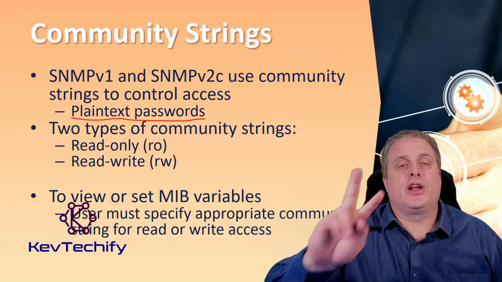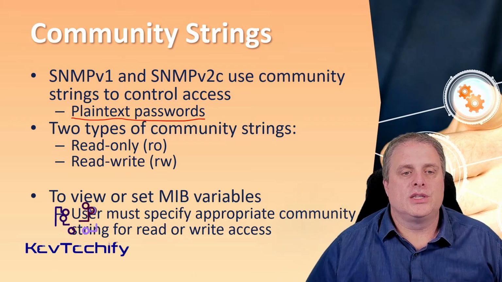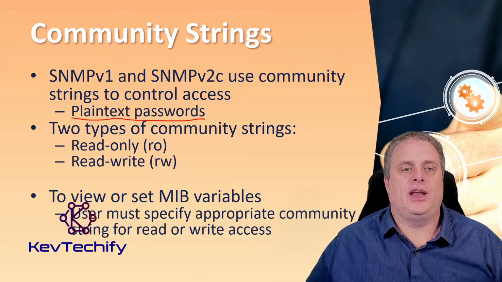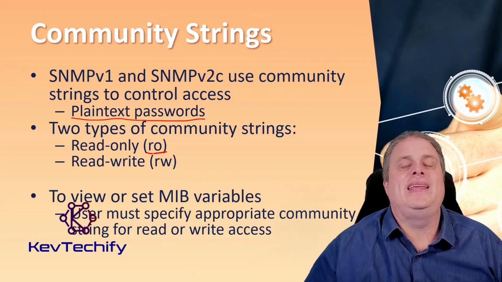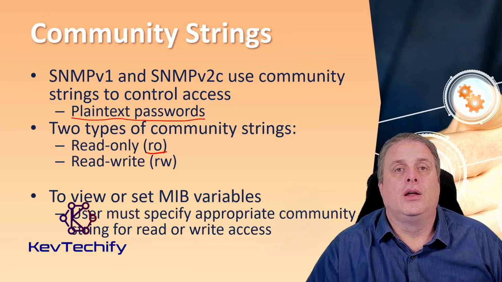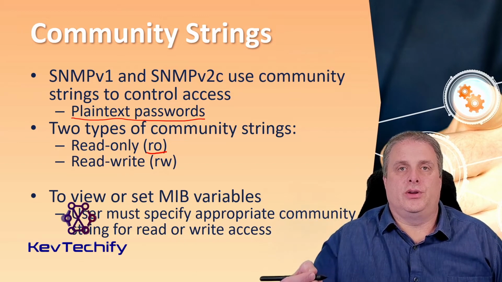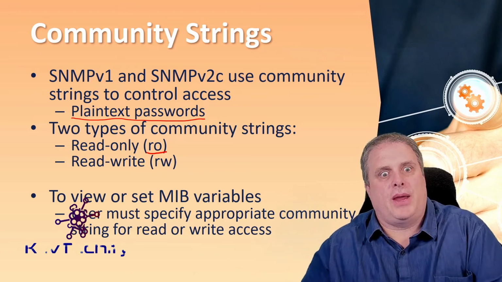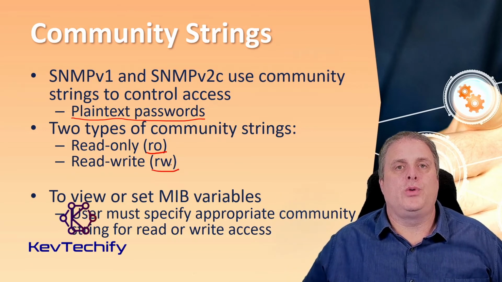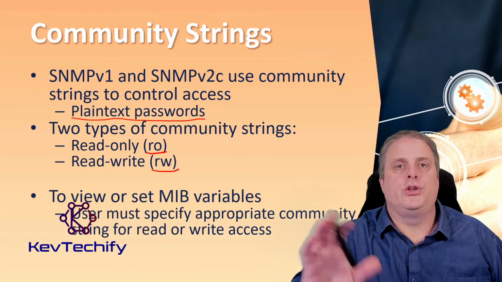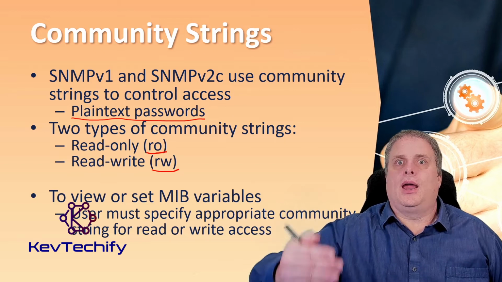And a lot of times you set up two different community strings. One is the read only, which is abbreviated RO. And like it says, you can only read the information out of the MIB. Or you set up another community string, which is another clear text password, where you can do read and write. Not only can you read everything, but you can now write variables. You can do a set command to change values in the MIB.